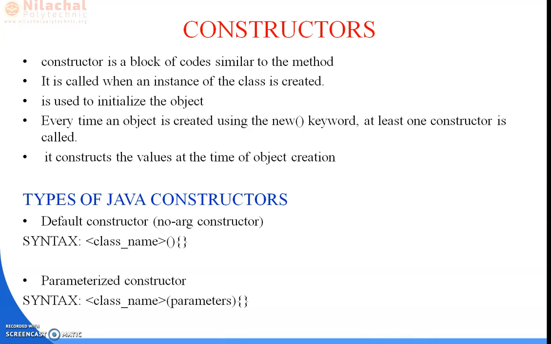Then we will discuss the parameterized constructor. A constructor which has a specific number of parameters is called a parameterized constructor. Then the question arises, why are we using the parameterized constructor? The parameterized constructor is used to provide different values to distinct objects. However, we can provide the same values also.